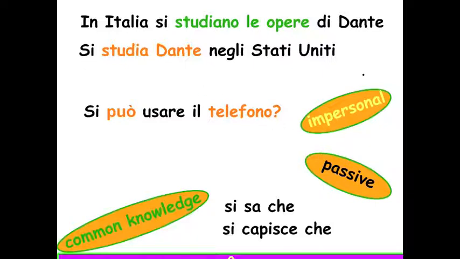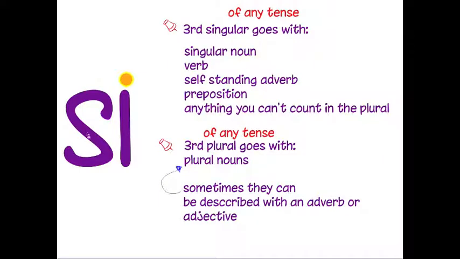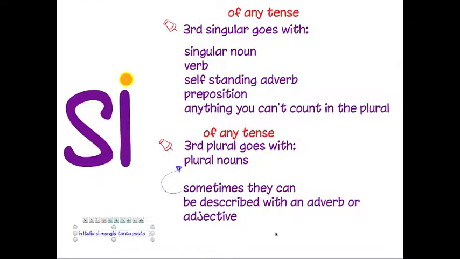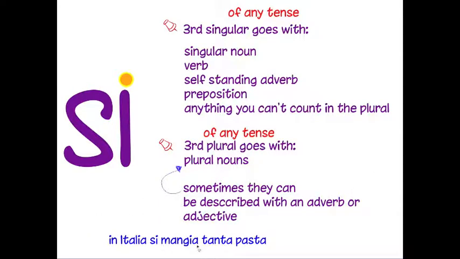But how do we do this, I guess, is the question. You will put the si in front of the verb, just like I showed you before, for example, in Italia si mangia tanta pasta. Okay, so you will put the si in front of the verb, so it's going to look a lot like a reflexive because you're used to seeing the si with a reflexive. This is different. And then you conjugate the verb.